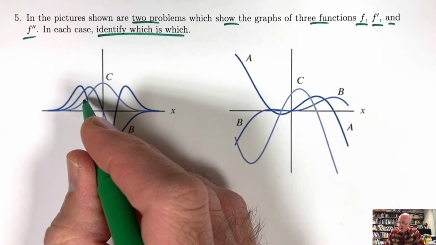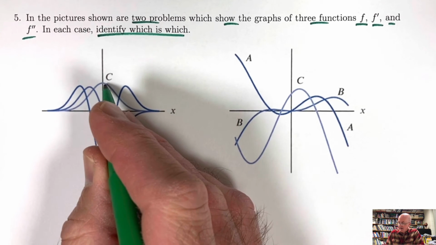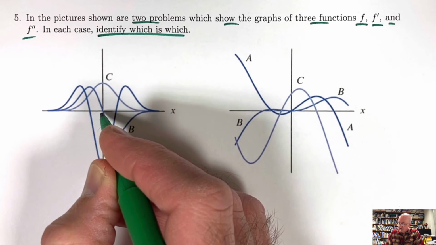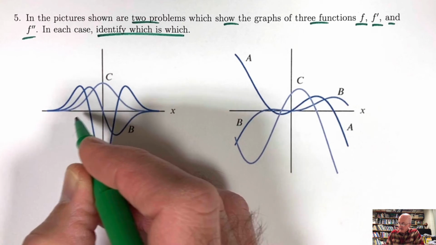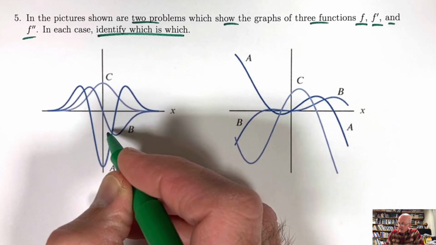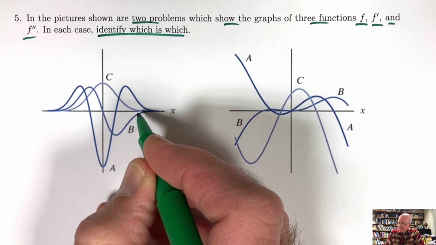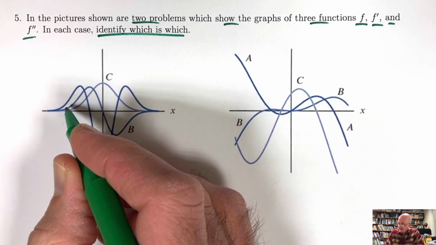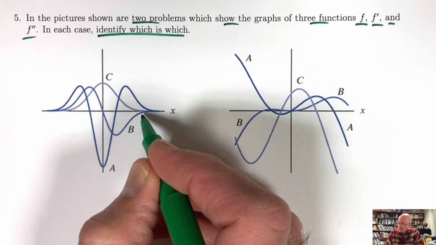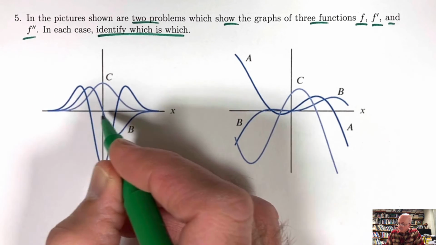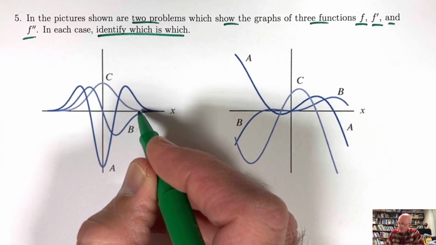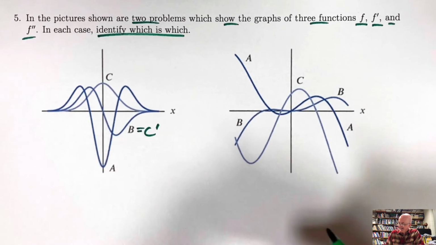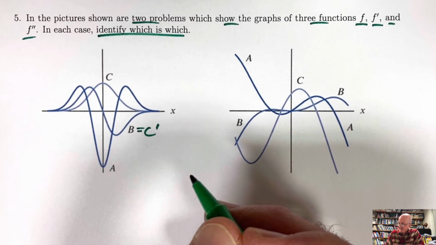C has a positive slope here, zero slope there, and negative slope here. So its derivative has to be positive in value, then 0 when x is 0, then negative. Looks like this graph, B, matches. It looks like B is the derivative of C. And in fact, even more subtly, the value of the derivative is approaching 0 as x goes to plus or minus infinity, just like the slope of the C graph is approaching 0. So it looks like B is C prime, using bad notation, you might say.